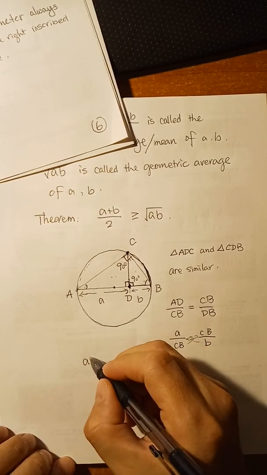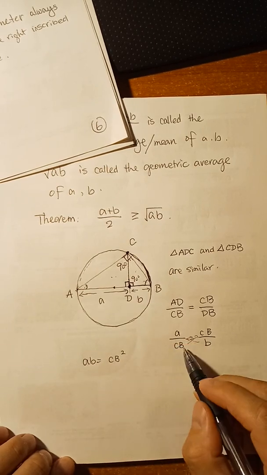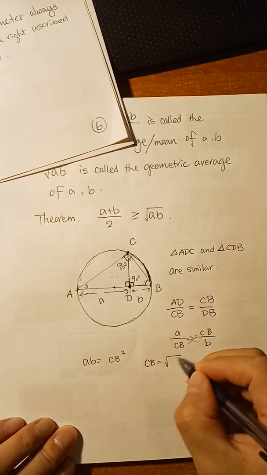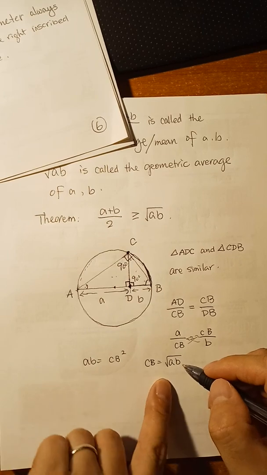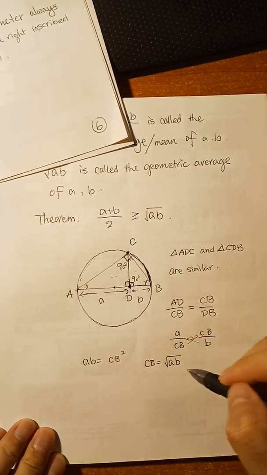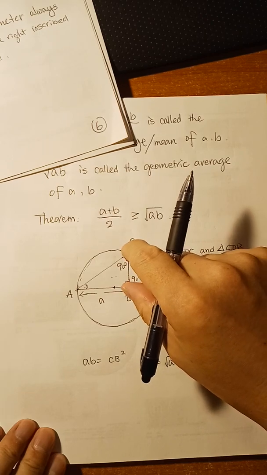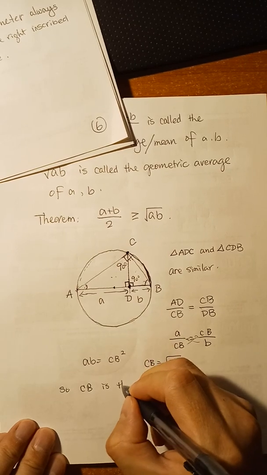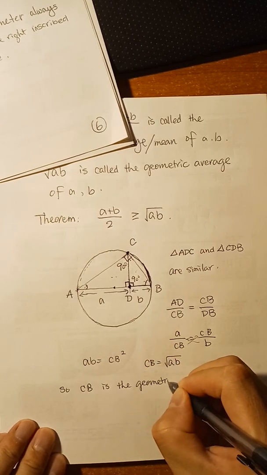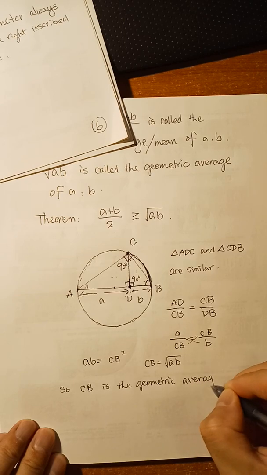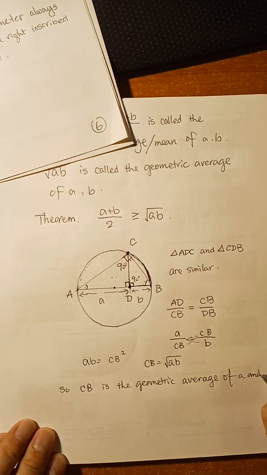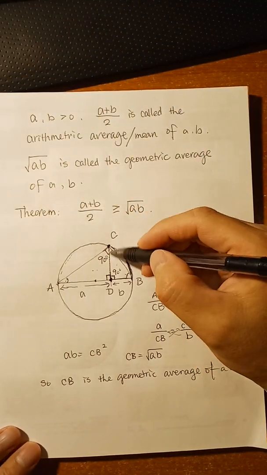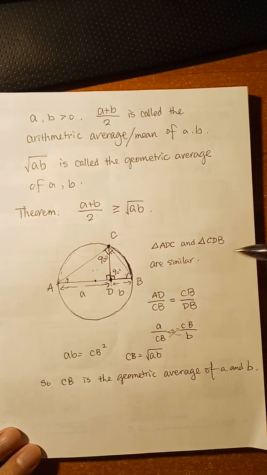So we get AB is equal to CB times CB, CB squared. So CB, we take the square root, CB is the square root of AB. So what is the square root of AB? The square root of AB is the geometric average. So it means this height really gives us the geometric average of A and B.